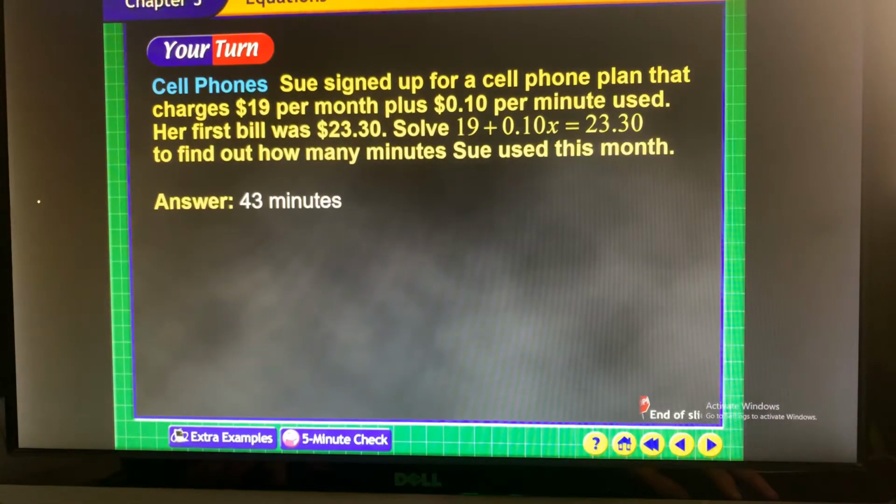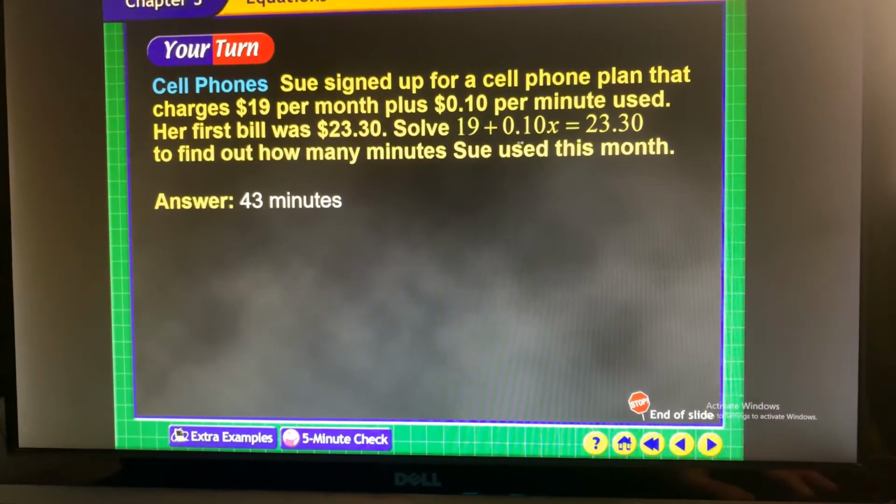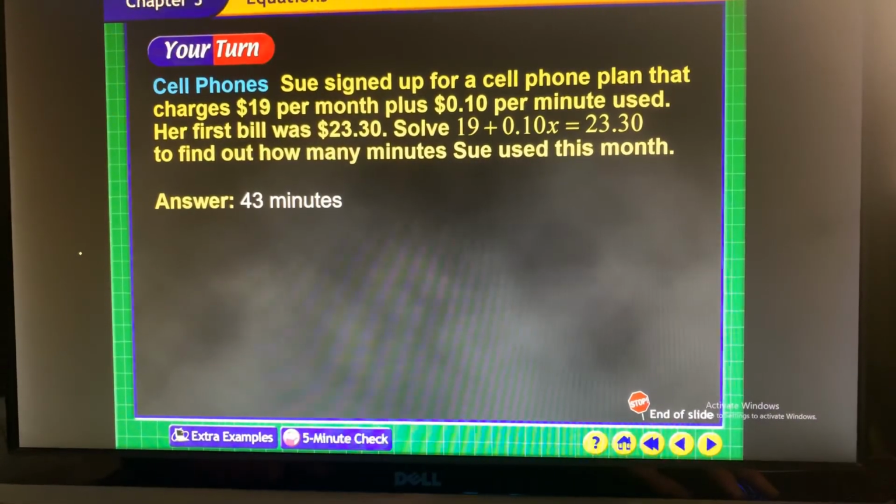Same process here. You're just going to solve this problem: add a negative 19, then divide both sides by 10 cents.